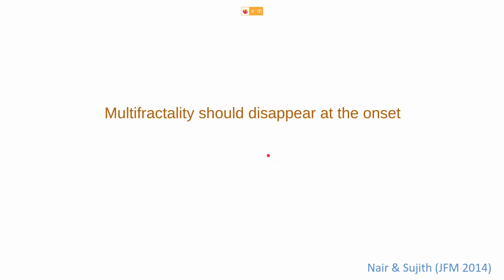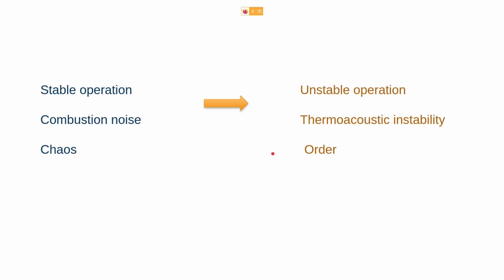So this eventually means that the system's multifractality disappears when the system transits at the onset of thermoacoustic instability. That was the finding by Nair and Sujith in 2014, where they showed that loss of multifractality is seen as the system results in thermoacoustic instability, when you are moving from a stable operation to an unstable operation. So stable operation here is the combustion noise regime, and the unstable operation is the thermoacoustic instability state.